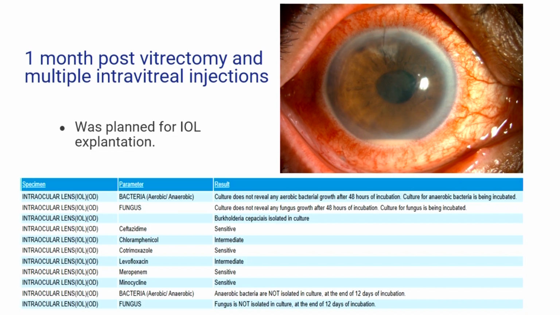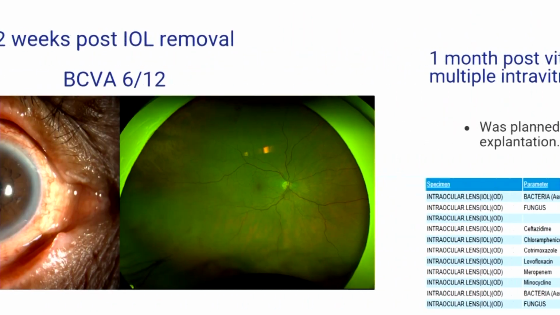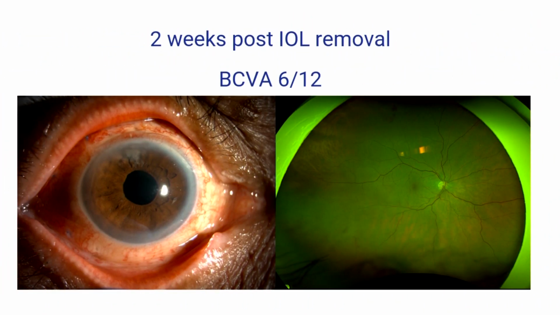So she was planned for IOL explantation. The IOL explantation was done, and the intraocular lens was sent for microbiology. In this also the culture revealed the same organism, Burkholderia cepacia. This is the photo showing 2 weeks post IOL removal, with a clear cornea and clear AC with a good view of the fundus. Vitreous is clear.